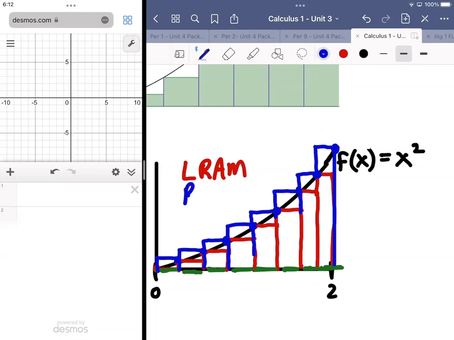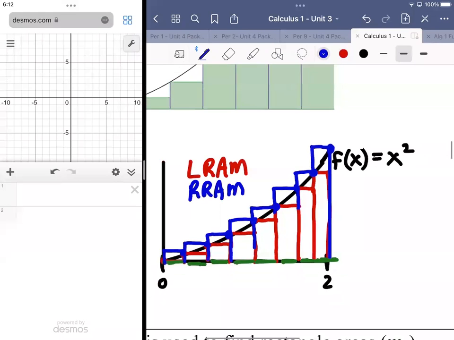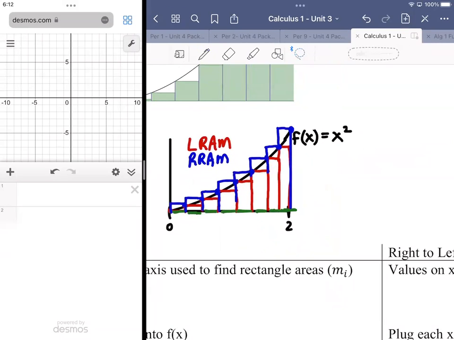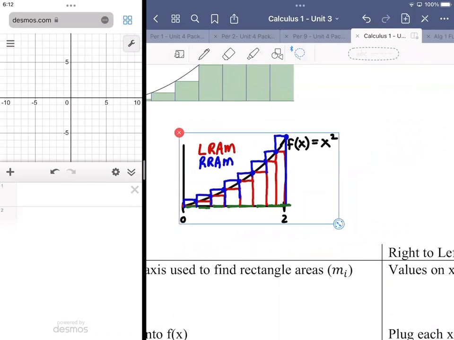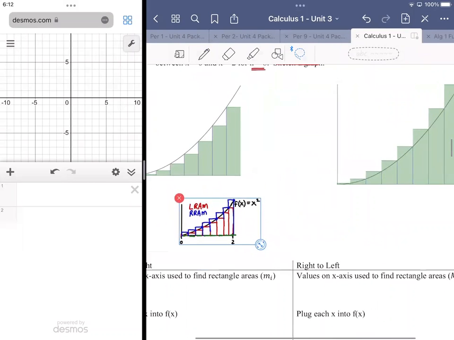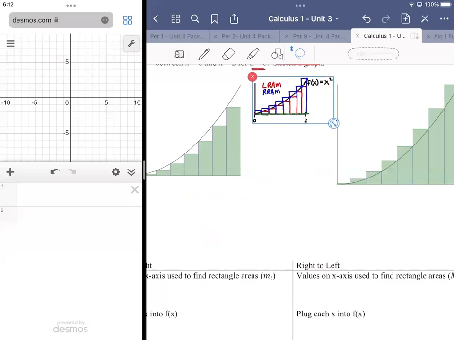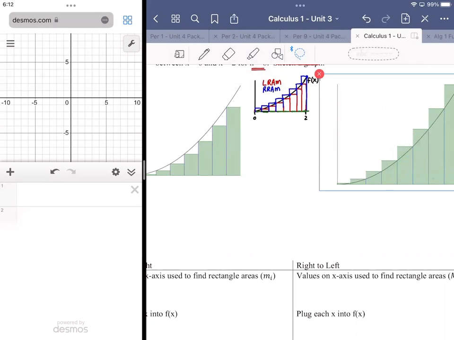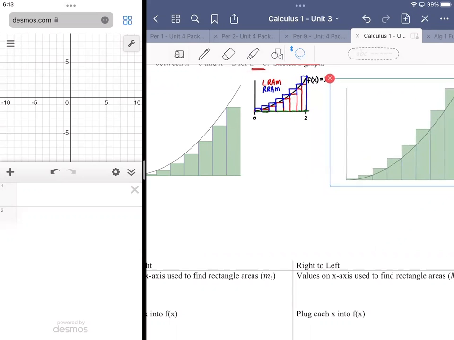All right, and so that would be a right rectangular approximation, an RRAM situation. I just wanted to take a minute and walk you through that, because it's definitely an important piece of information, but I felt like the pre-printed graph doesn't really get that across as much as physically doing it at least one time. So anyway, let me just resize this a little bit.